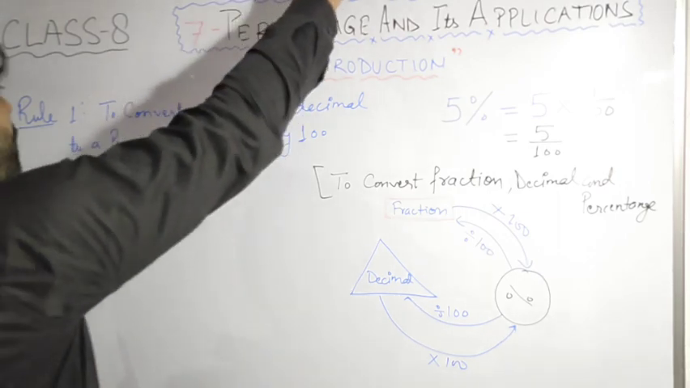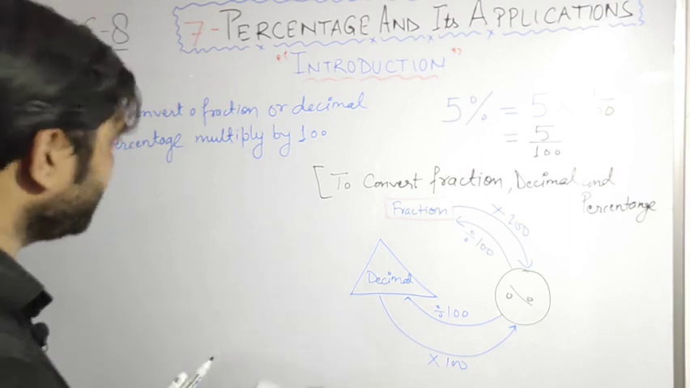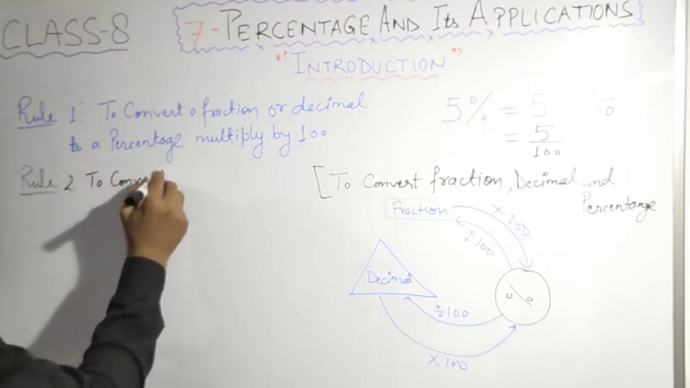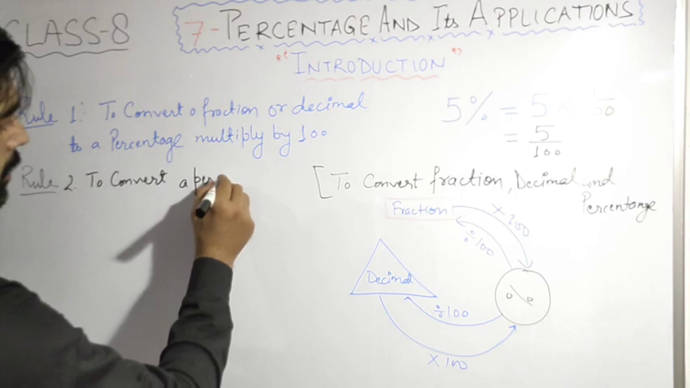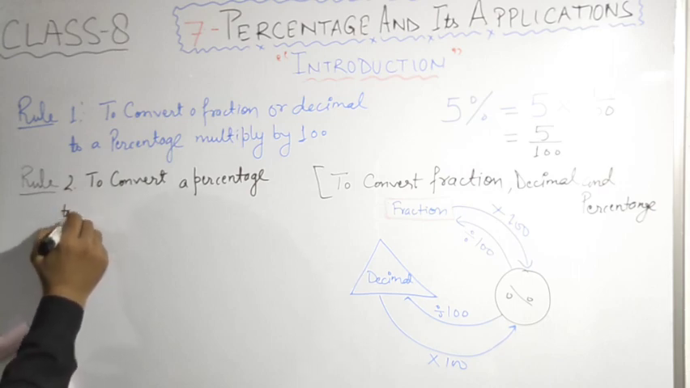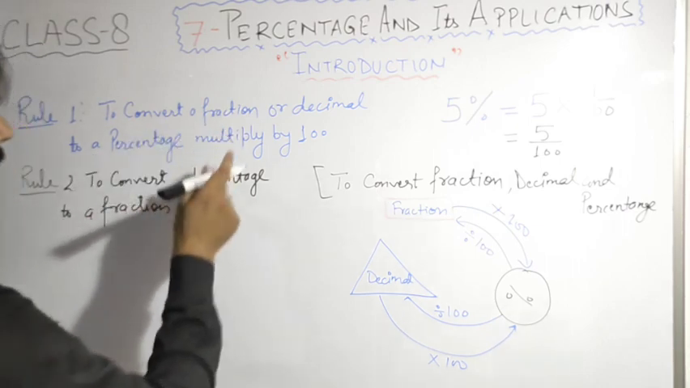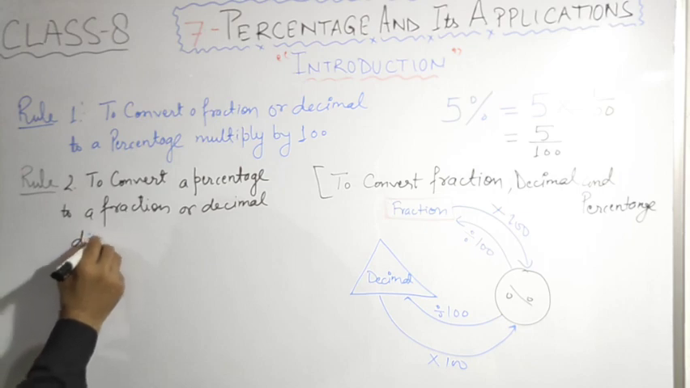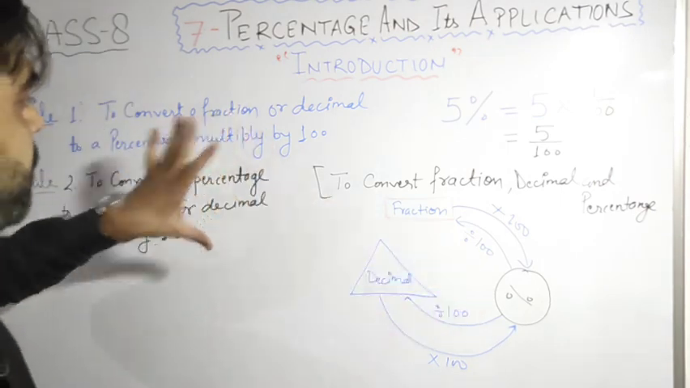Now the second rule. What is the second rule? Rule second will be to convert any percentage to a fraction or decimal: to convert a percentage to a fraction or decimal, divide by 100. Understood? This figure has been written in the form of rules.